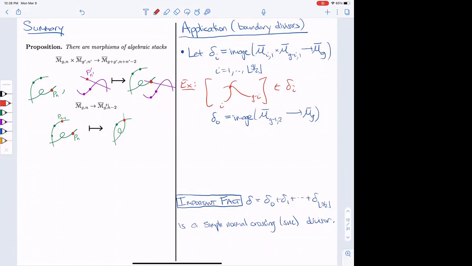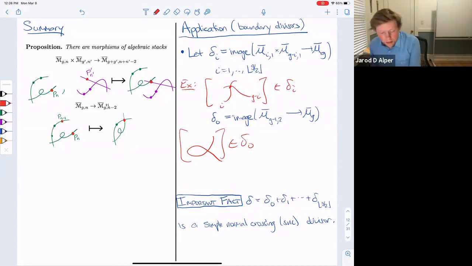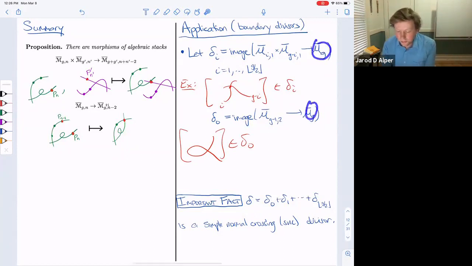Right, but using the other gluing map here, I define delta 0, and it contains curves that look like this. This is in delta 0. But note that I've only defined delta I and delta 0 as closed substacks of M_g bar.